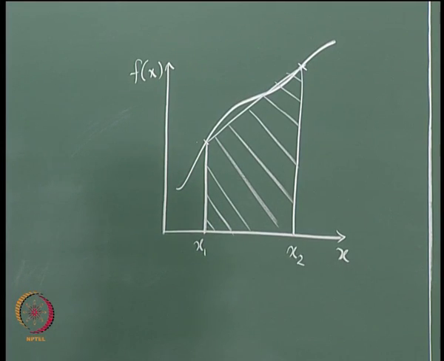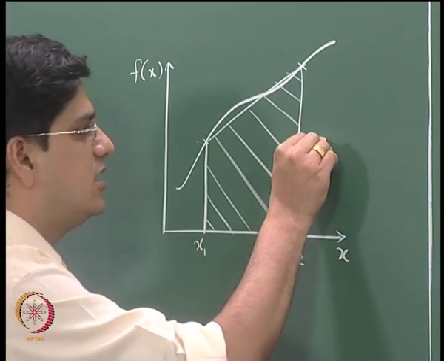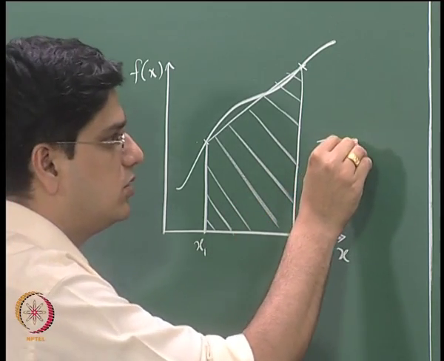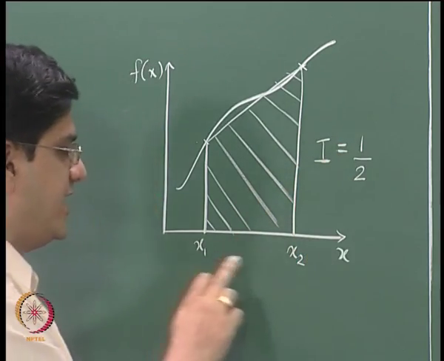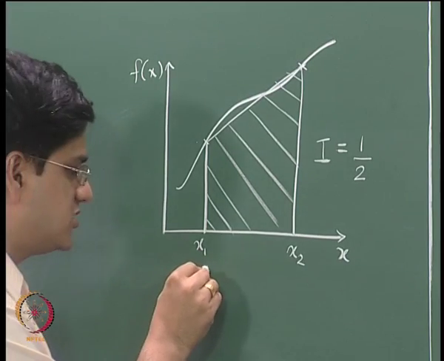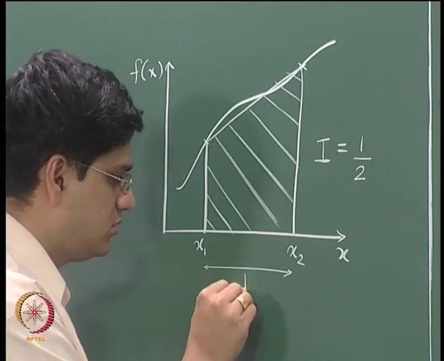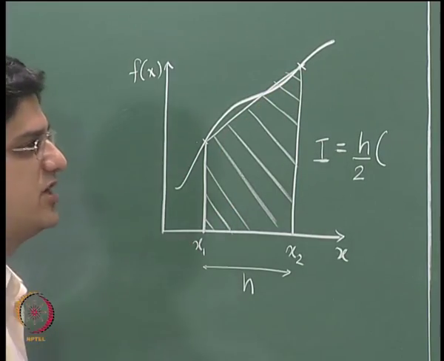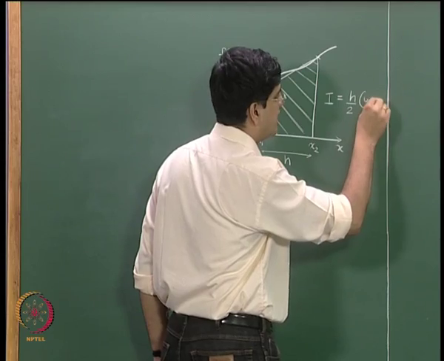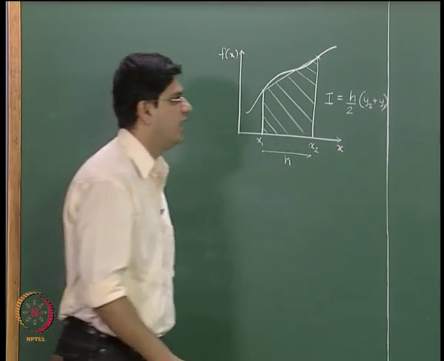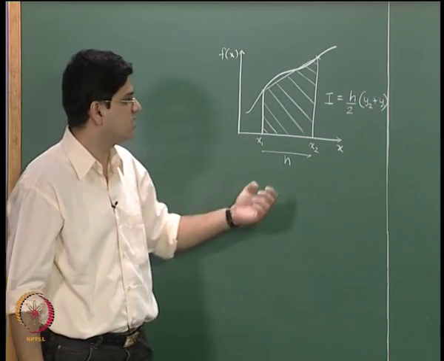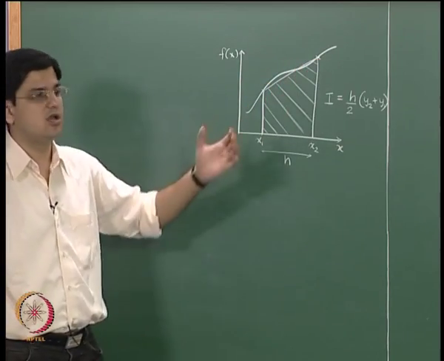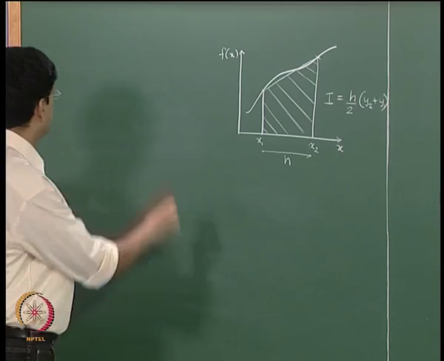Based on this geometric interpretation, we said that the integral I using the trapezoidal rule was equal to half multiplied by x2 minus x1. We called this x2 minus x1 as h. So h by 2 multiplied by f of x2 plus f of x1, or I will just write that as y2 plus y1, and this is the area under the trapezoid. It is half multiplied by the base multiplied by the sum of the two heights. That was the geometric interpretation of the trapezoidal rule.